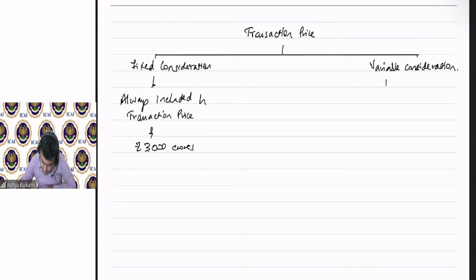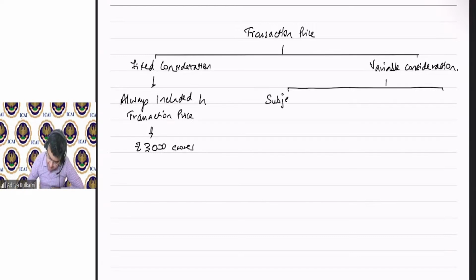When you come to variable consideration, the standard gives two guidelines. You have to check whether the variable consideration is subjected to constraints. And on the other side, you have to see whether the variable consideration is not subjected to constraints.